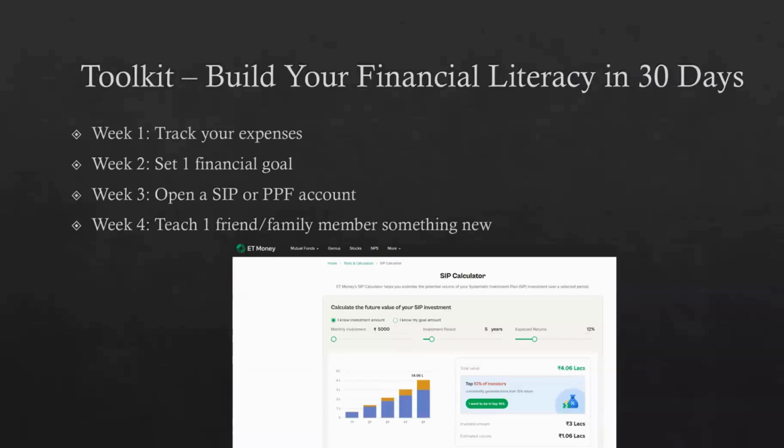Moving on to the toolkit: building your literacy in 30 days. This is the EMI calculator, SIP calculator. And try this weekly plan: week one, track your expenses, and week two, set one clear financial goal.